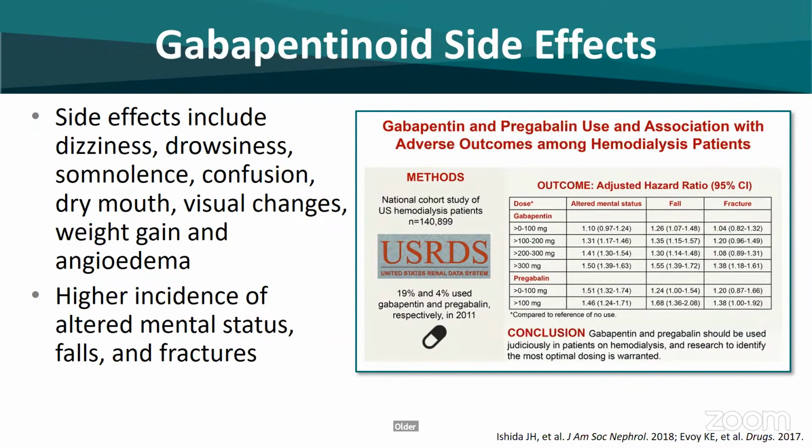Gabapentin, when we use things like gabapentin or pregabalin, what are the side effects? Dizziness, drowsiness, confusion, dry mouth, visual changes, angioedema. There's a high incidence rate of altered mental status, falls, and fractures. And in our patient population, the max dose of gabapentin should be 300 milligrams once a day. We start low and slow in our patients, usually 100, and then we taper it to TID, or we just give it in the evening because of the side effects, such as the drowsiness, the somnolence, and risk of falls.